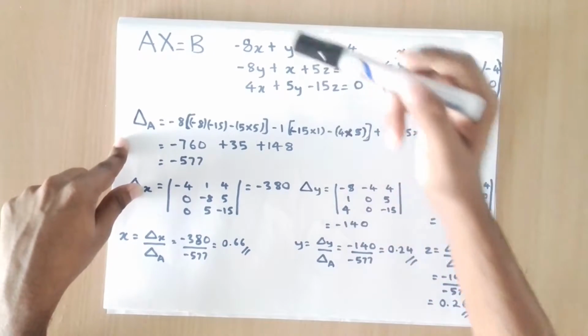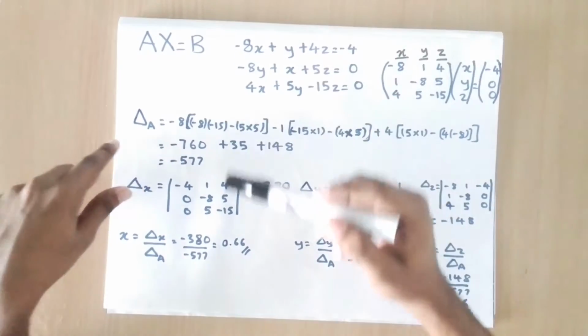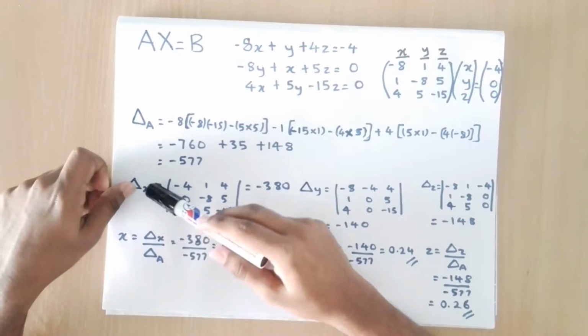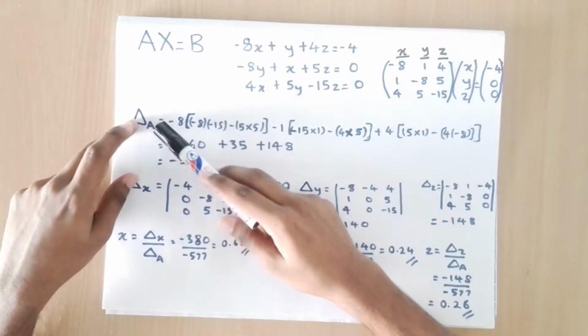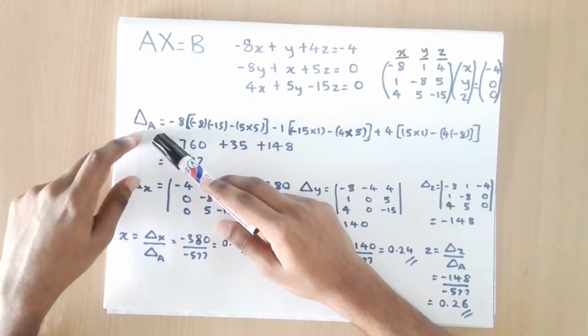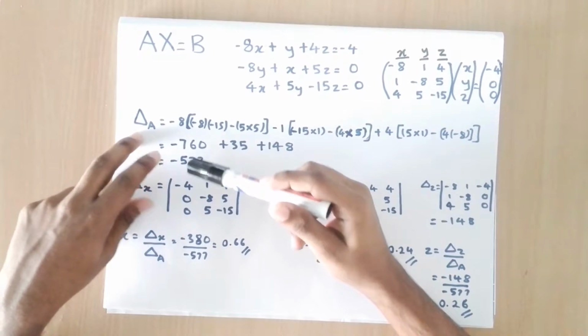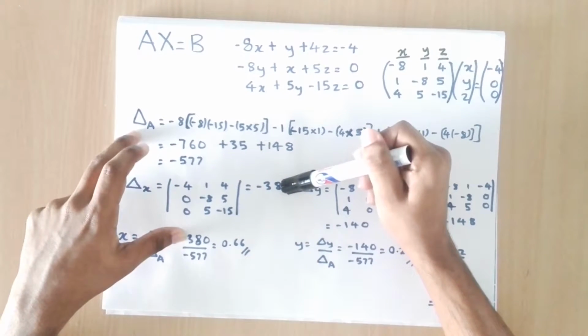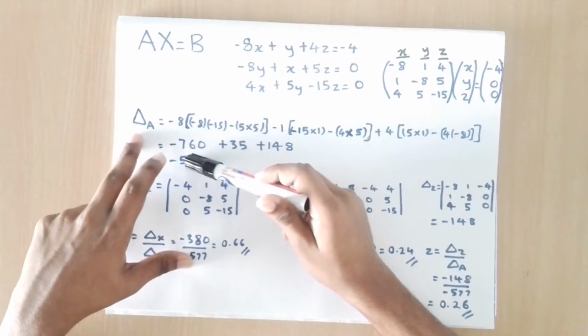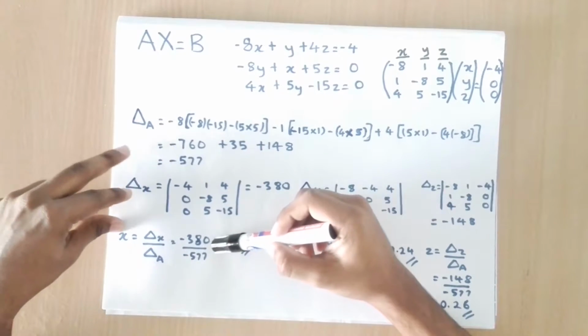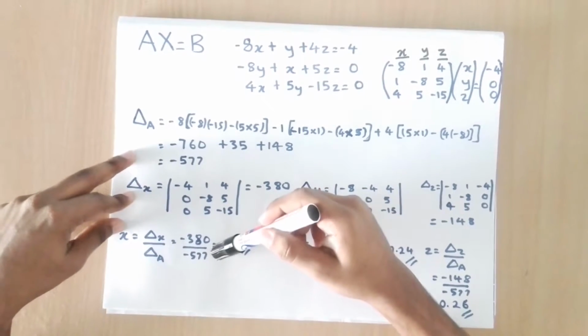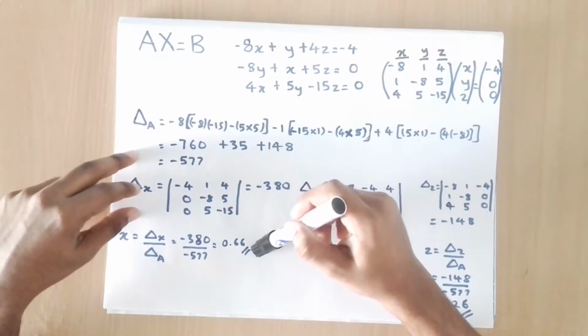So to find the value of x, we divide the determinant delta x by the determinant delta A. So delta x divided by delta A will give us minus 380 divided by minus 577. So we get the answer x equals 0.66.